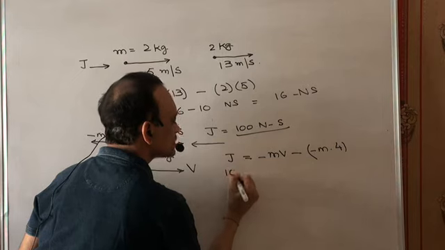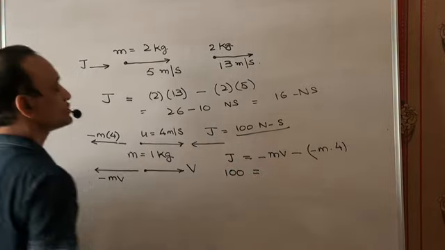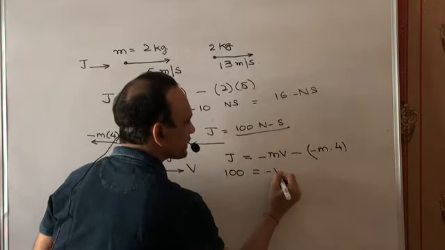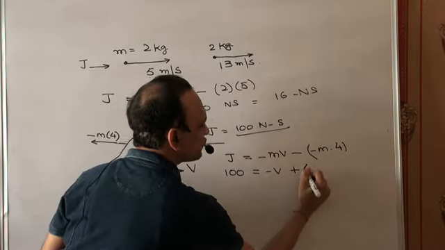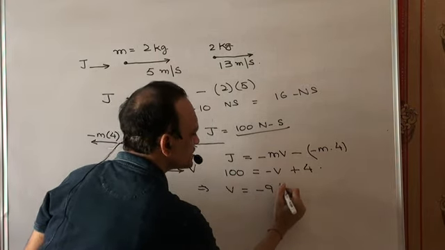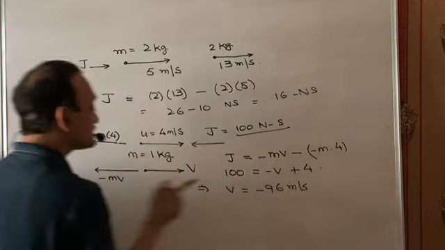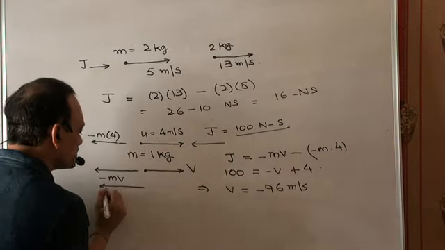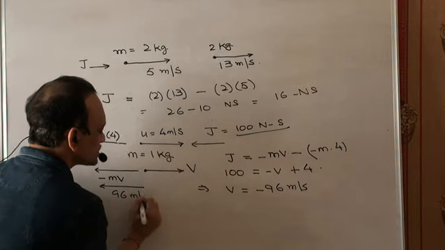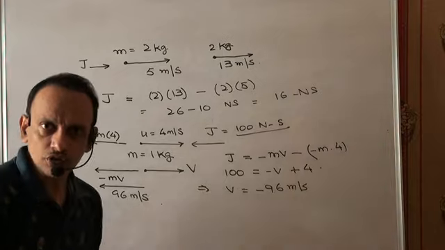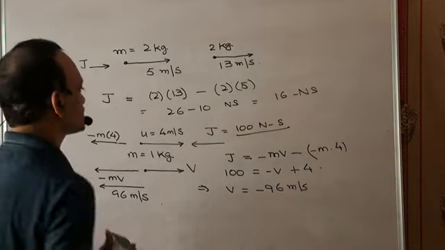So let's do the simple calculation. 100 equals, m is 1 kg, so minus v, and then that is 4. That gives us v equal to minus 96 meters per second. That means v equal to minus 96 in this direction is like v must actually be 96 meters per second in the opposite direction. Right? That's how you need to do impulse calculations.